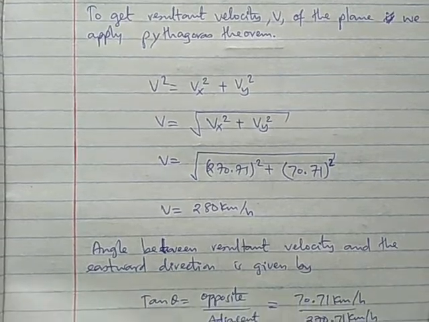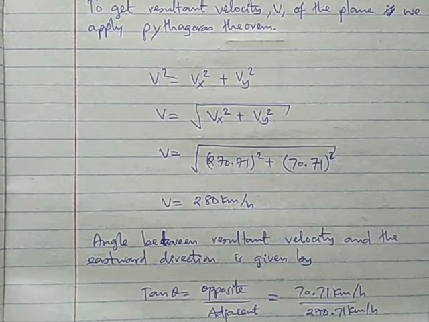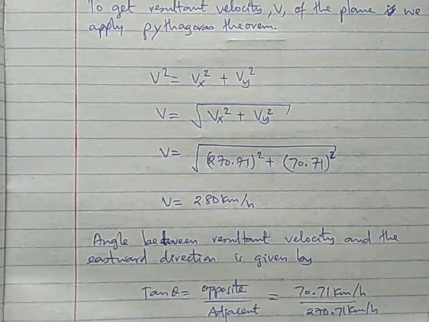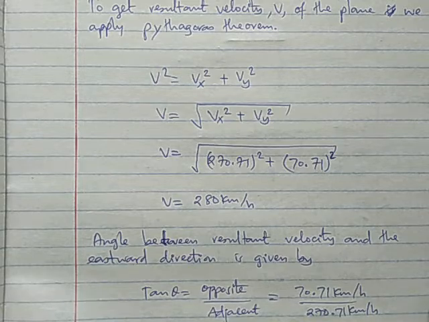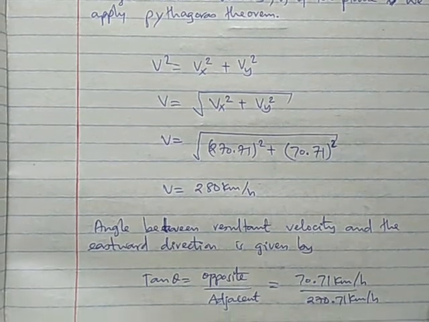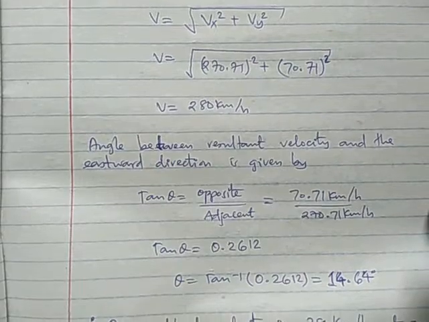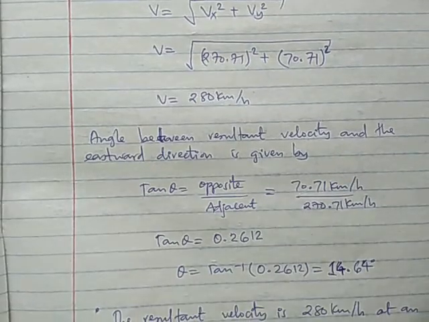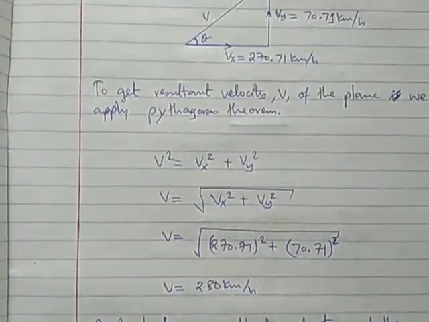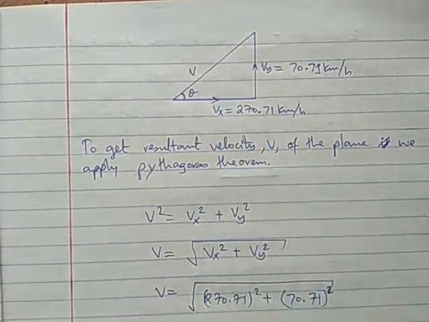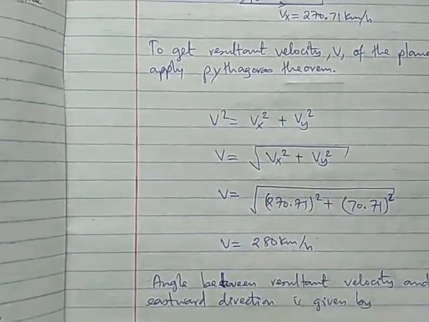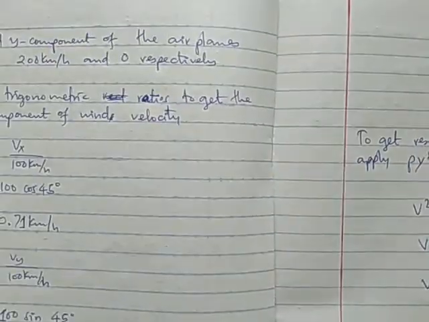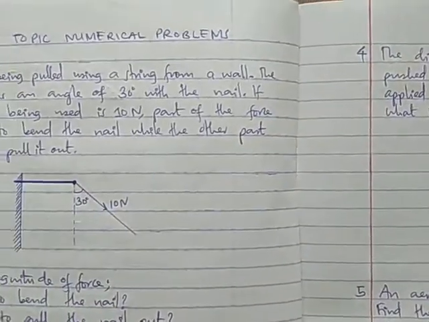And for the angle of the resultant velocity, we can use tangent again, and we get an angle of 14.64, and because of the orientation of our vectors, 14.64 degrees is from due east. So now we have reached the end of our discussion.